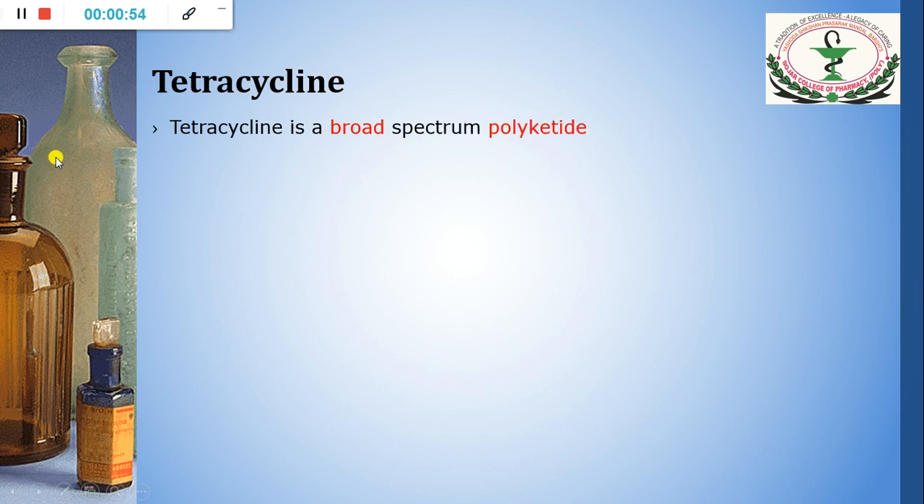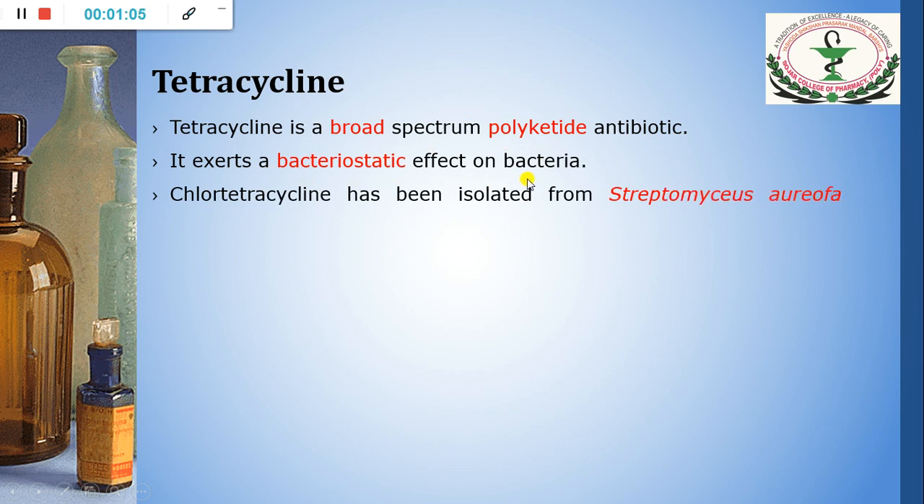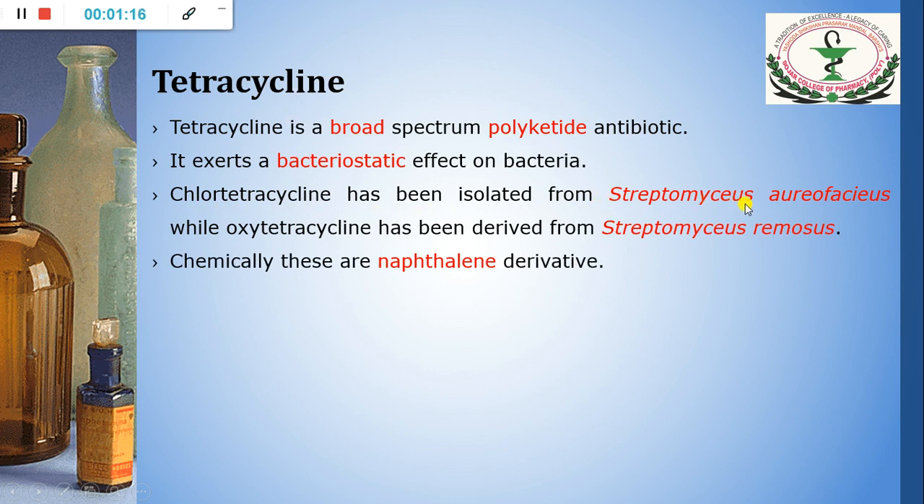Tetracycline is a broad spectrum antibiotic and it is a polyketide antibiotic. It exerts a bacteriostatic effect on bacteria. So it is a group of antibiotics. Out of that, chlortetracycline has been isolated from Streptomyces aureofaciens, and oxytetracycline has been derived from Streptomyces rimosus, and chemically tetracycline is a naphthalene derivative.